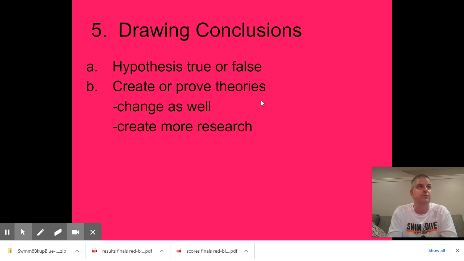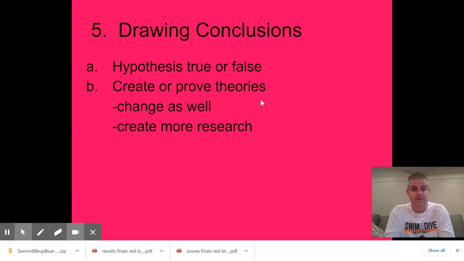When you do research, you can create theory. You can prove other theories are correct. You can change theories. Not saying you do. You don't go, oh, hey, look what I did. I changed your theory, Jimmy. Your input may strengthen a theory or something else. It also can create more research. Like, whoa, look what we found. Now we have other research to do, and this is strange, right?